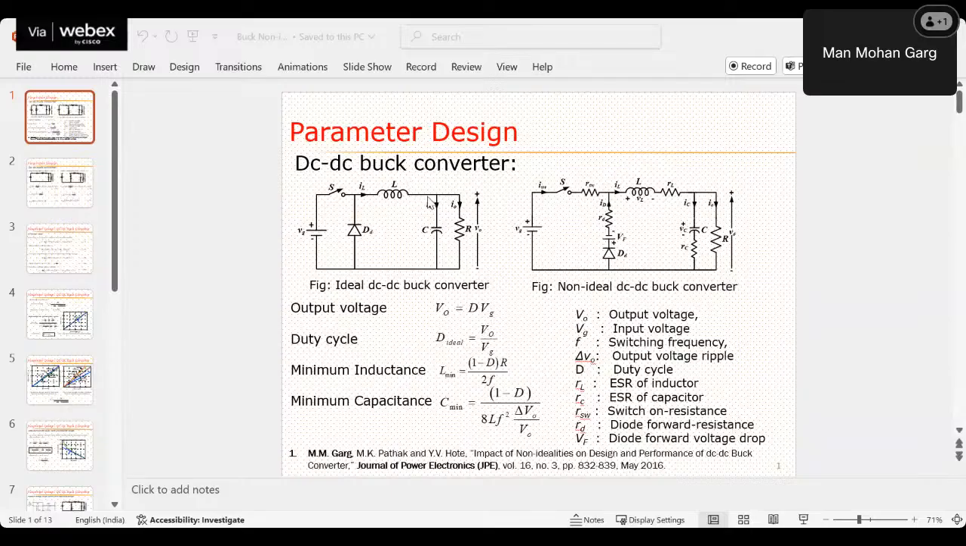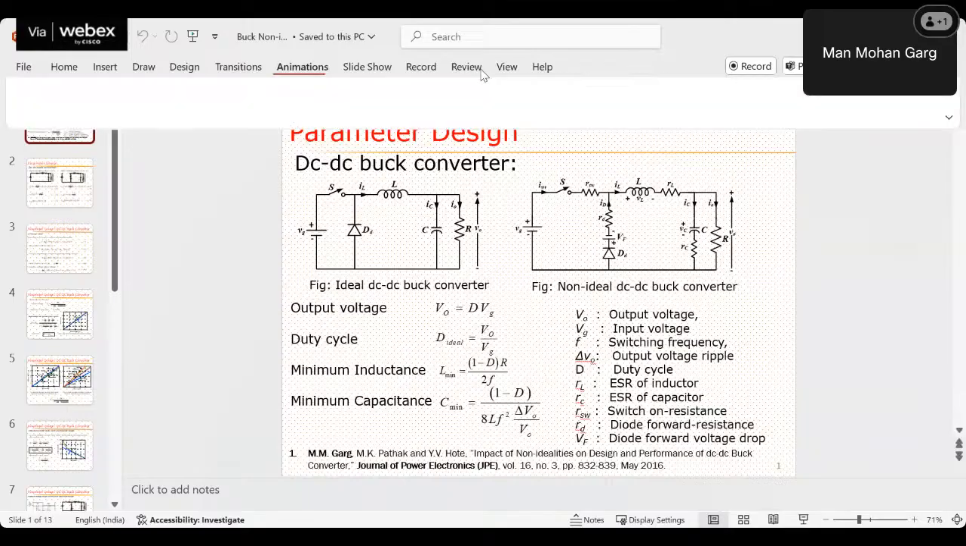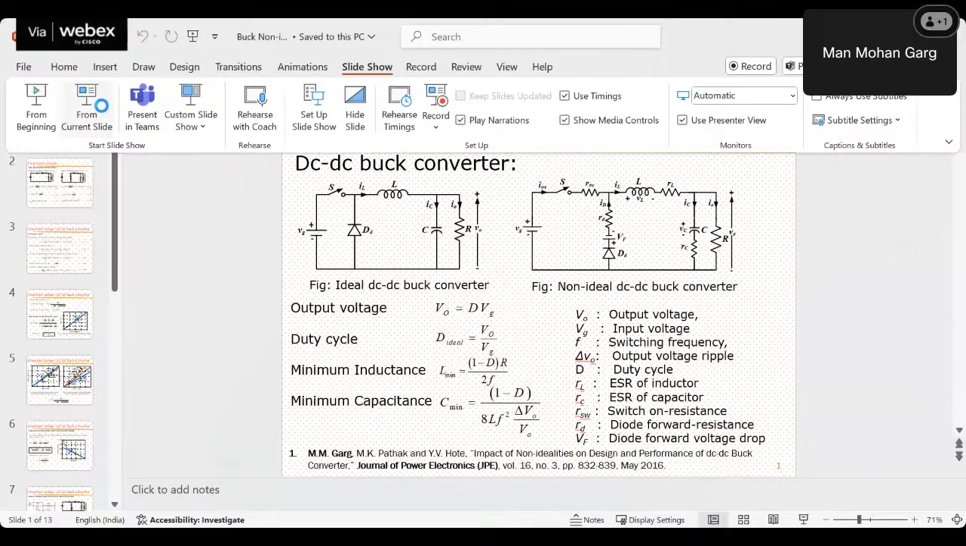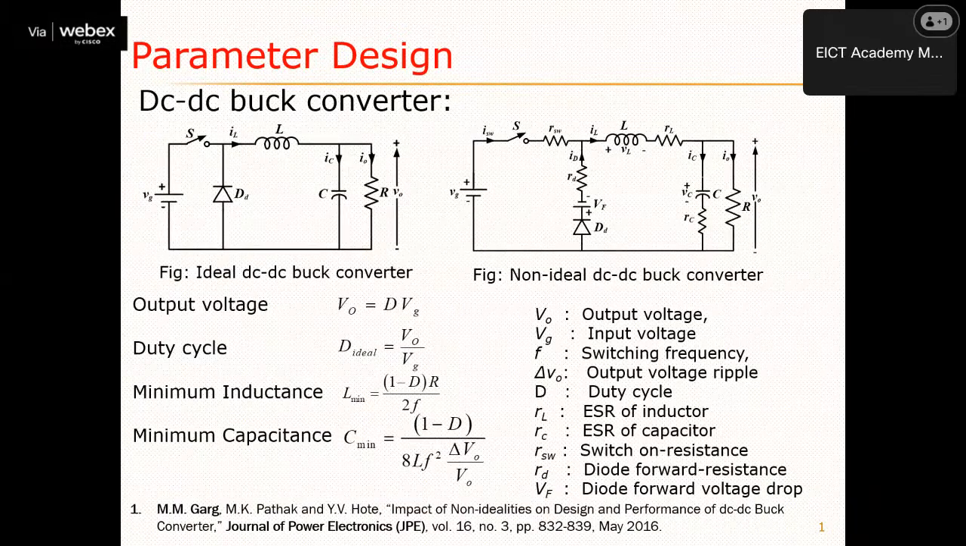What is written? Buck converter design, right? Bhupesh, what is written on this slide which is being shown to you? Sir, parameter design DC-DC buck converter. So it's on full screen now. Yes, sir.